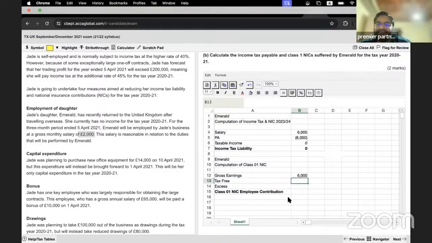But this 12,570 is an annual limit. It's not a constant one like personal allowance. NIC, like I said, all the limits are annual. But she is working only for 3 months. So if it is an annual limit, we cannot grant the entire 12,570 for her when it comes to NIC, unlike the personal allowance. Are we clear?